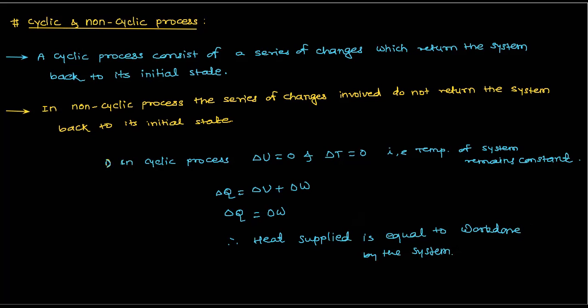Right. So in a cyclic process, the change in internal energy is equal to 0, and if the change in internal energy is 0, obviously there is no change in temperature. Therefore, delta T is equal to 0. If we use the first law of thermodynamics and substitute delta U equal to 0, then this term vanishes, and delta Q is equal to delta W. That is, heat supplied is equal to work done in the cyclic process.